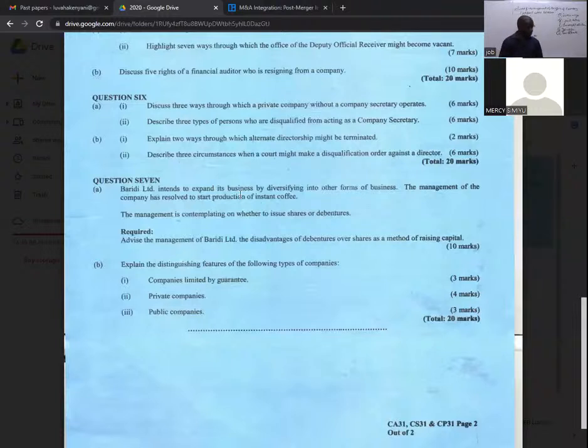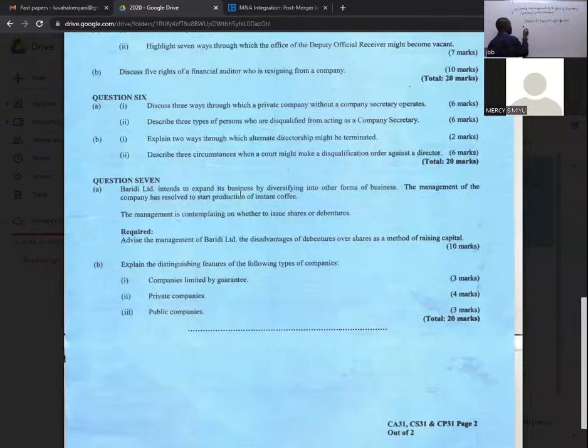So that question is from nature and classification of companies. So the first topic, it is from nature and classification of companies.